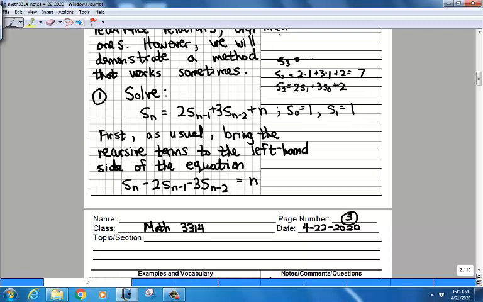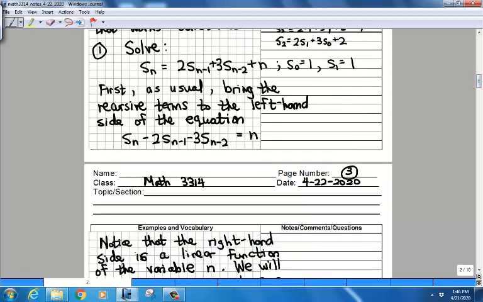It kind of starts off the same as before. We're going to take the recursive terms and pull them to the left-hand side of my recurrence equation, right? So I get S sub n minus 2 S sub n minus 1 minus 3 S sub n minus 2 equals n. And so we immediately notice, oh, this is not a homogeneous recurrence relation, right? Because this does not turn out to be 0. So the theorem from the last notes does not immediately apply here, to help me solve this recurrence relation.